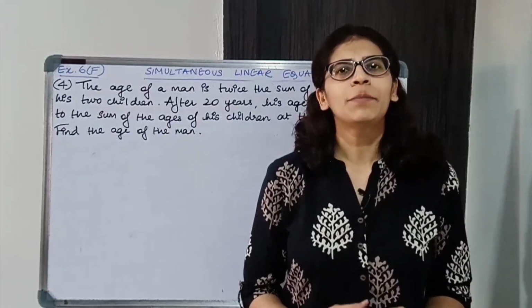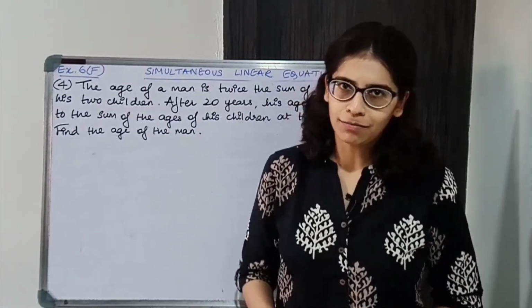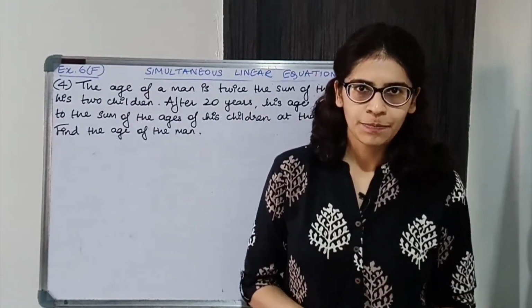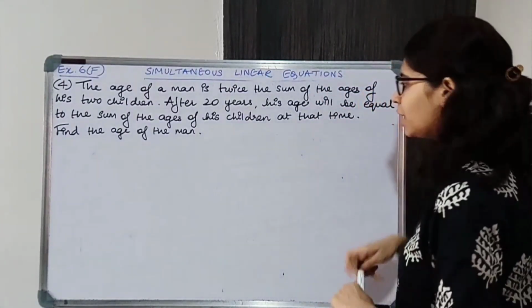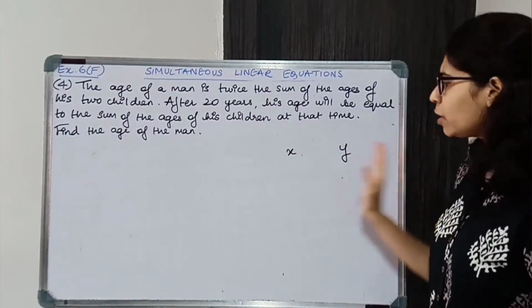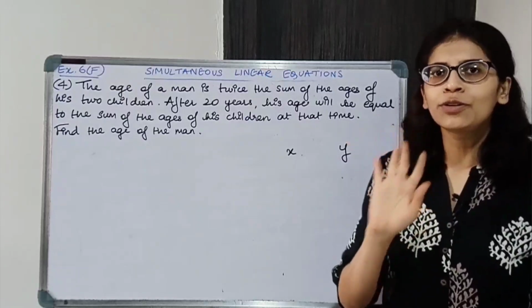Over here, there is a man and there are his 2 children. So, how will you distribute the 2 variables? We normally take x and y, right? You cannot take more variables. Okay, we are going to consider only 2 variables.